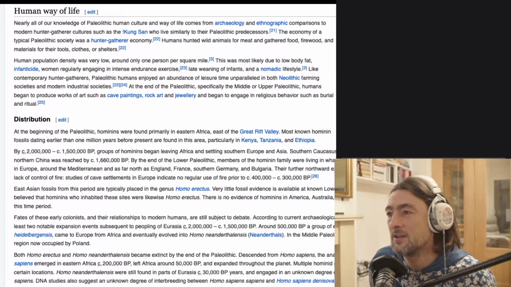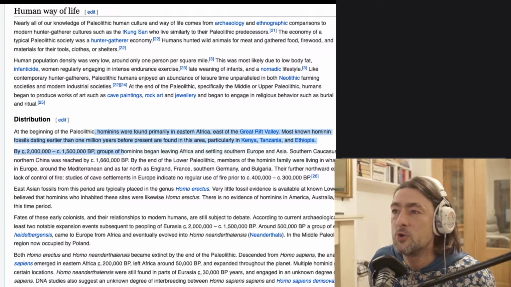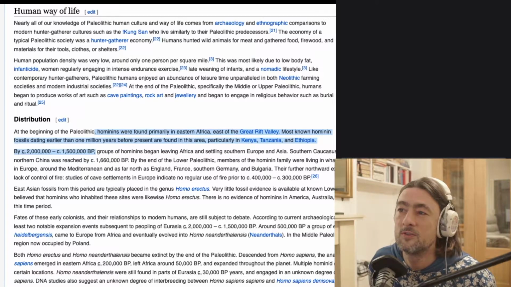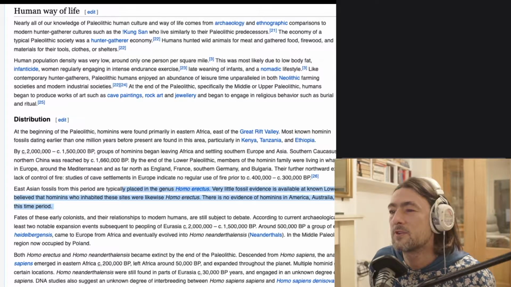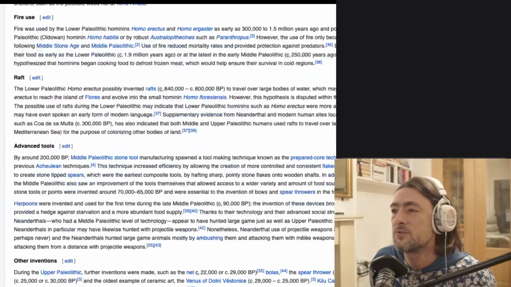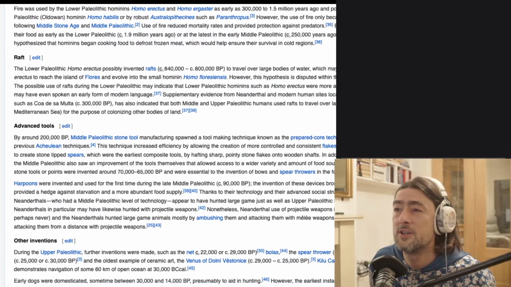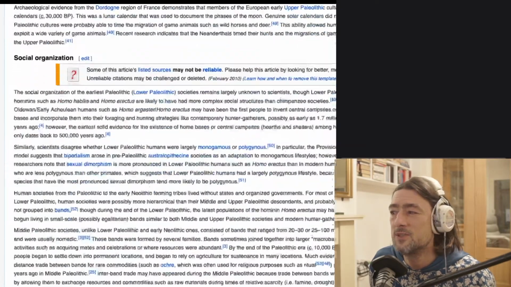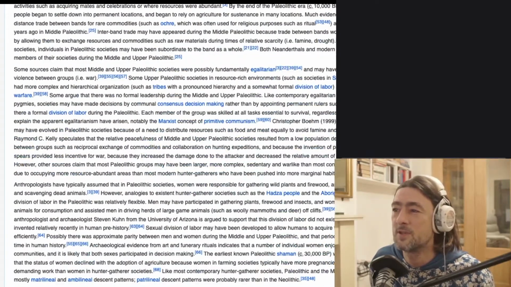At the beginning of the Paleolithic, hominids were found in East Africa by 2 million. That's right, isn't it? That's what I'm reading there. 2 million BP. I think that means BC. Fossil evidence, colonists, technology, tools, fire use, advanced tools. Yeah, this is all going on around the same sort of time as the cave paintings, isn't it?